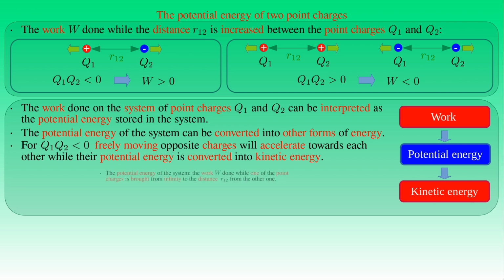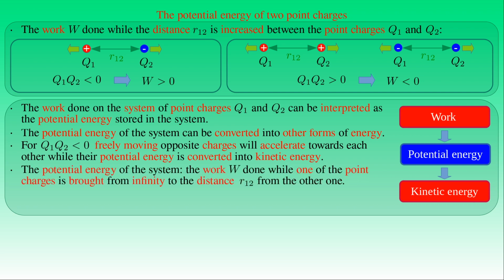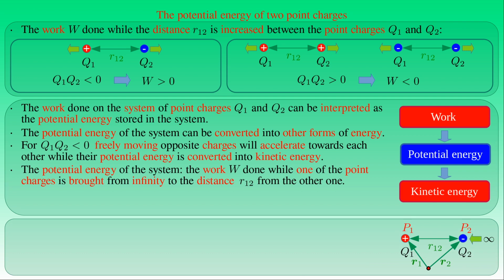The potential energy of the point charges Q1 and Q2 can be measured by determining the work done while one of the point charges is brought from infinity to a point where the distance between the two point charges becomes r_12. For example, we can bring the point charge Q2 from infinity to the point P2 at the distance r_12 from the point charge Q1 at the point P1. Then the work W is equal to the product of the charge Q2 and the electric potential phi_1 due to the point charge Q1 at the point P2 given by the position vector r_2.